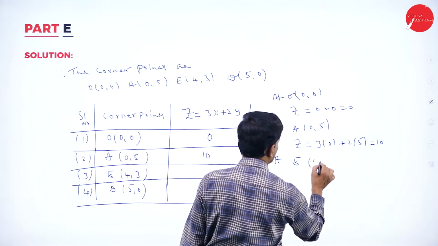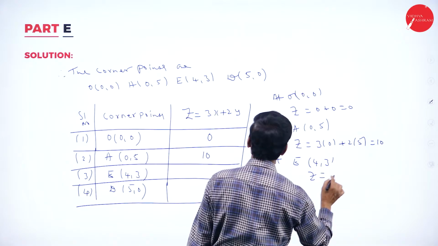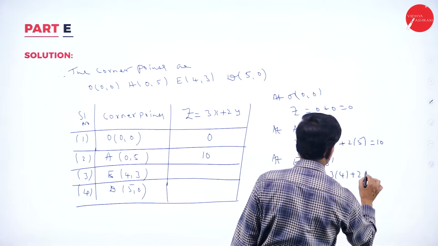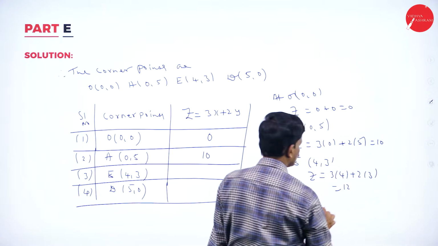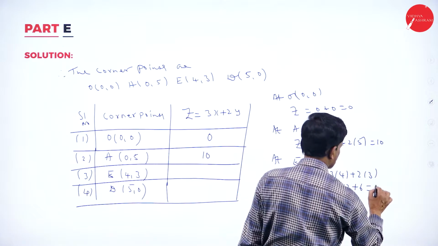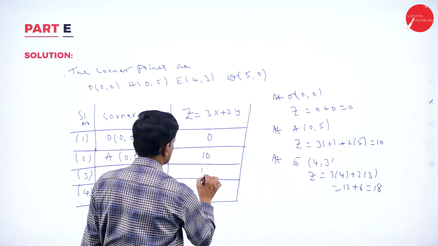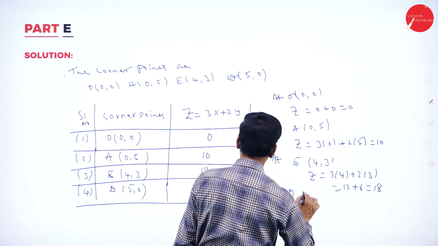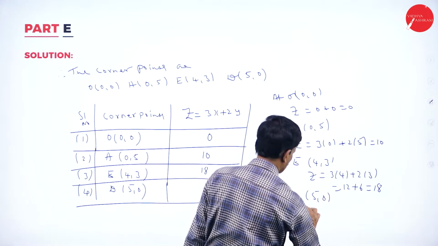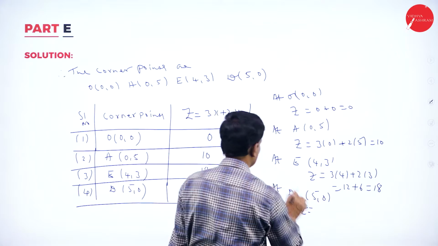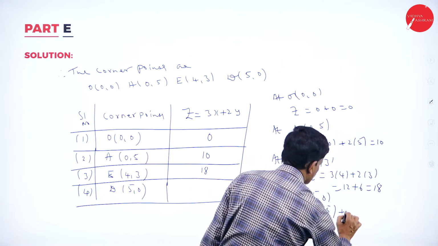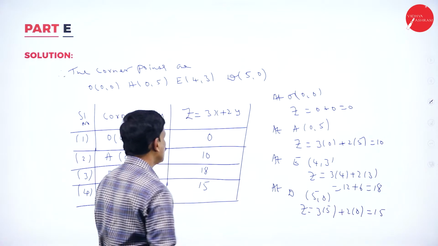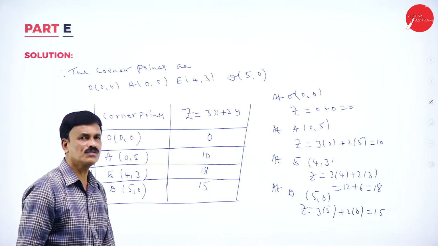At E (4, 3), Z is equal to, substitute here, 3 into 4 plus 2 into 3, that's equal to 3 fours are 12 plus 2 threes are 6, that's equal to 18. Now at the last point D, what is D? (5, 0), Z is equal to 3 into 5 plus 2 into 0, that's equal to 15. So these are the values of Z: 0, 10, 18 and 15.